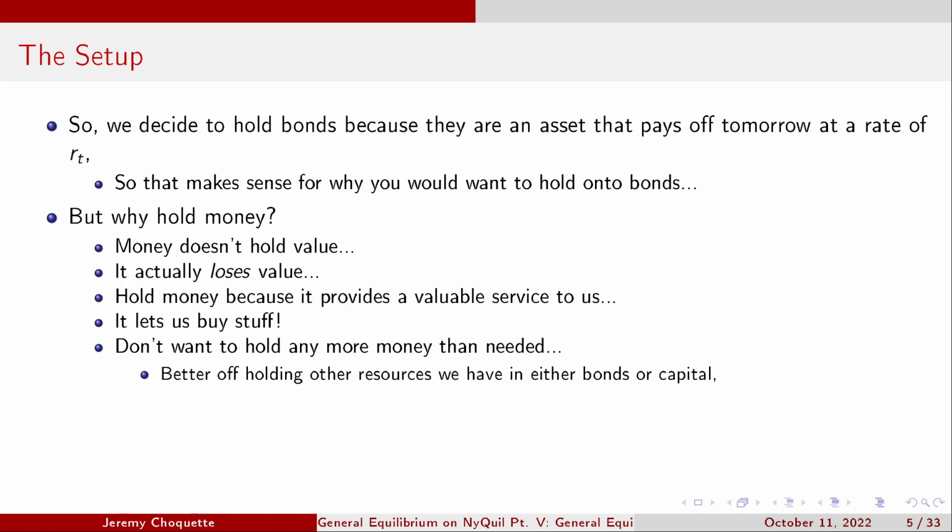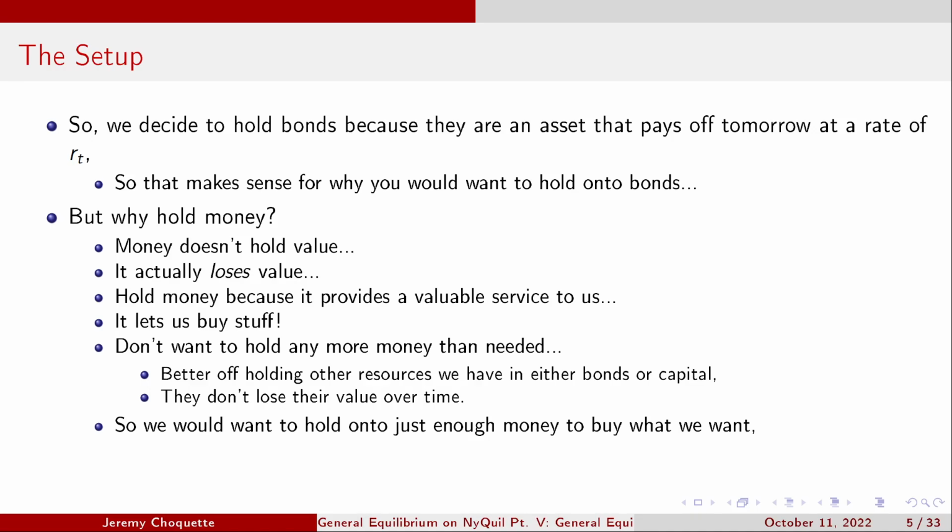Because if, say, I wanted to hold more in bonds or in capital, that would produce a real return, and I would be happy with that. It's got a positive real and nominal interest rate or return, right? So we don't want to hold any more money than what's needed, because you can have bonds and capital that would produce a real return for you. They're not going to be losing their value over time. So we want to hold just enough money to let us buy what we want, and then hold the rest as non-money assets, which generate a positive real rate of return.